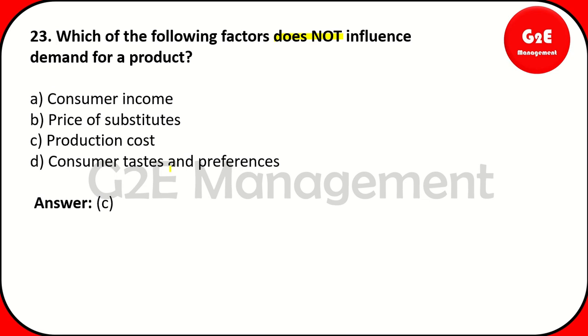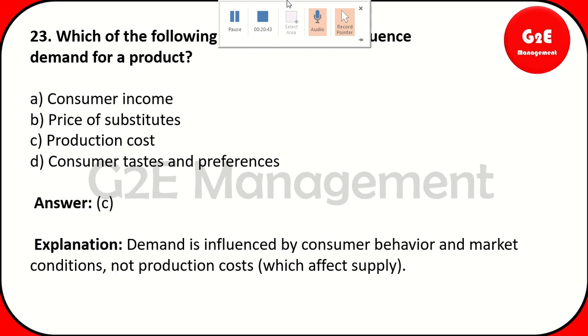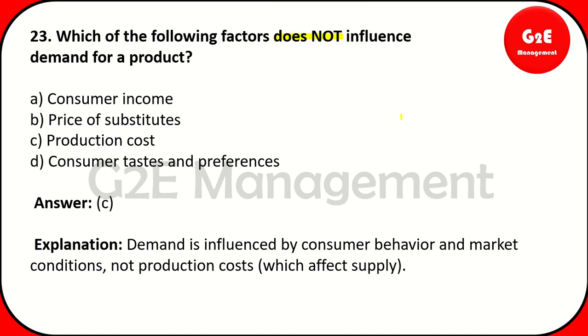So the answer is C. Demand is influenced by consumer behavior and market conditions, not production cost, which affects supply. Okay, production cost will affect the supply, not the demand. So you need to look at whether it is related to demand or supply, and whether they are asking for influence or not influence. You need to read a question twice, then only you can answer it in a proper way.